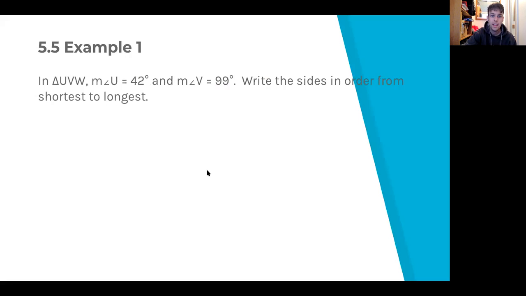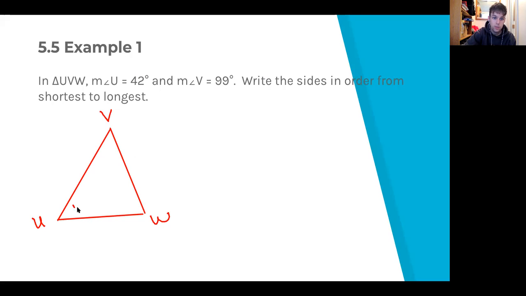So let's go ahead and look at this. For problems like this, it's going to be important for us to sketch a picture just so that we know which sides and which angles are across from each other. It doesn't matter what the triangle looks like. I don't need it to be accurate to size. I just need it to be accurate in terms of naming and the relationship about where the sides are in relation to the angles. So here we have triangle UVW.